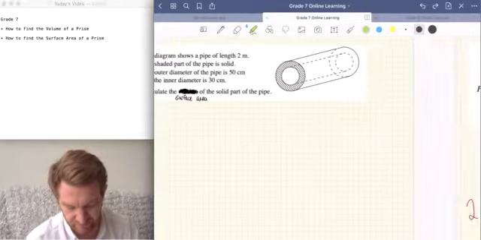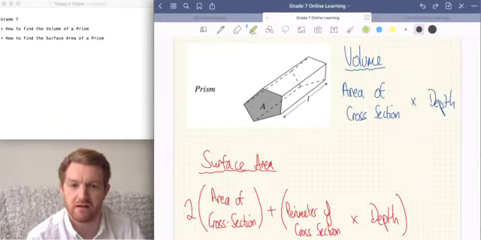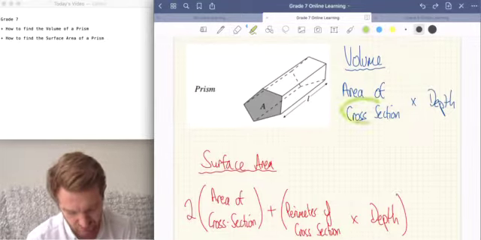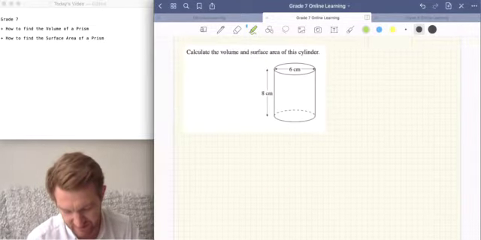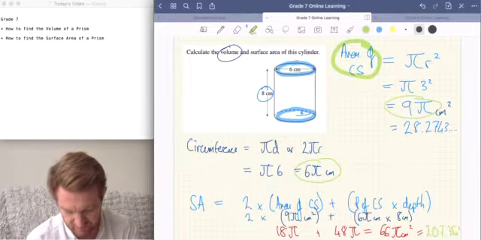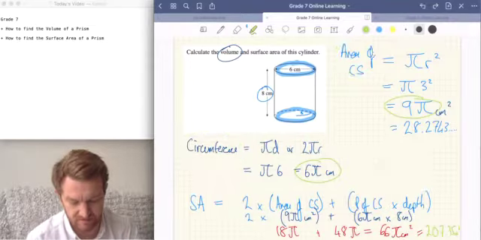I just want to jump forward to a summary of what we've done so far. These two formulas, as we can see, are the same for all different types of prism. Area of the cross-section times the depth, area of the cross-section, perimeter of the cross-section. It's all about the cross-section. If we go back to that cylinder question we just did, always a good idea to work out both of them. Circumference means perimeter, so we can use those.